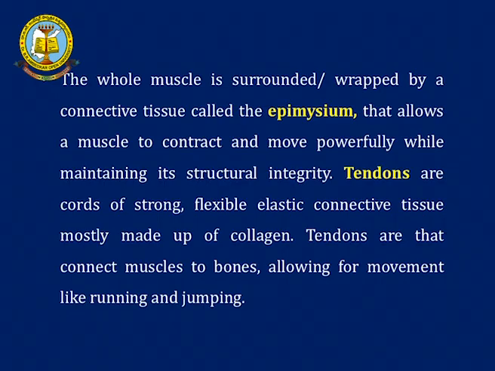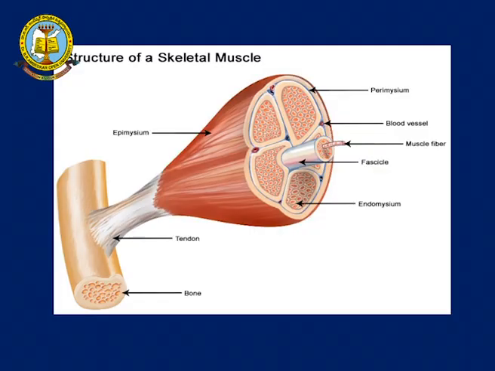Tendons are cords of strong, flexible, elastic connective tissue. These are mostly made up of collagen, and tendons connect the muscles to the bones. This allows movement of the body, like running and jumping. This is the typical structure of the skeletal muscle. Here we can see the three connective tissue layers: epimysium, perimysium and endomysium. What is the fasciculi, and how the tendon is connecting both the bone and the muscle.